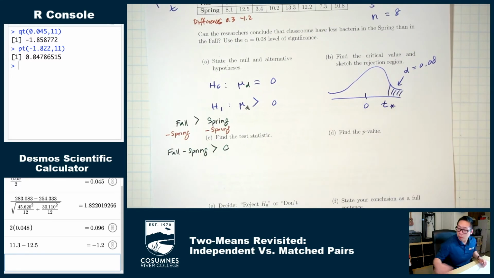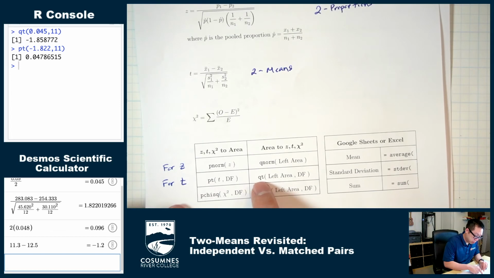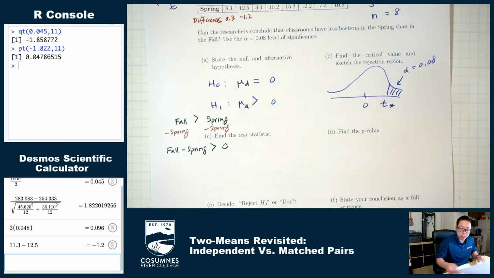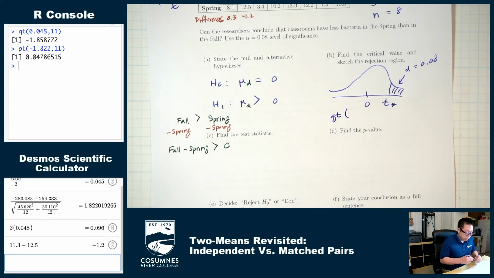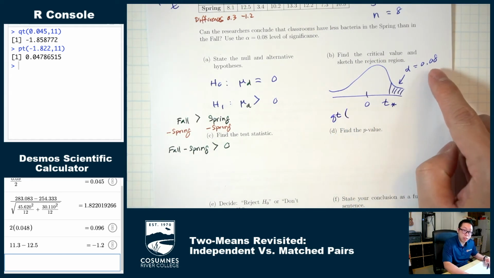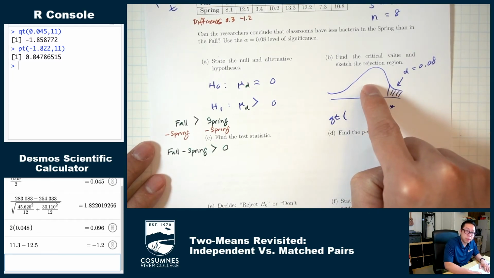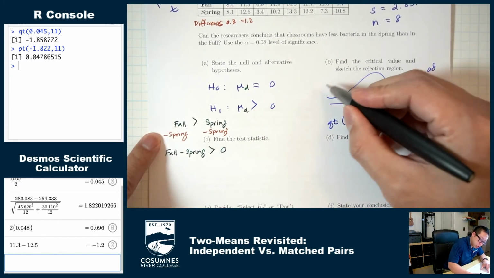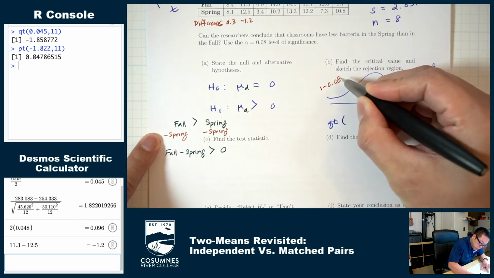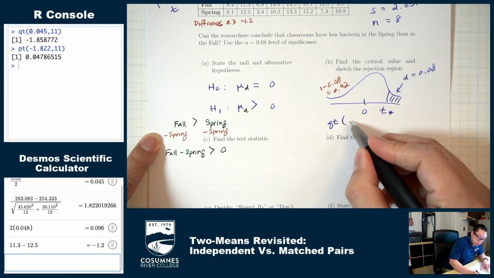This is an area to T problem. For a T situation, it's a QT left area, df. So QT. Left area, 0.08 is not the left area. 0.08 is the shaded one, which is to the right. I want the left, which is the other side, so we'll do a 1 minus to get the other side. And I think that's going to be 0.92. And that's what we'll feed R.